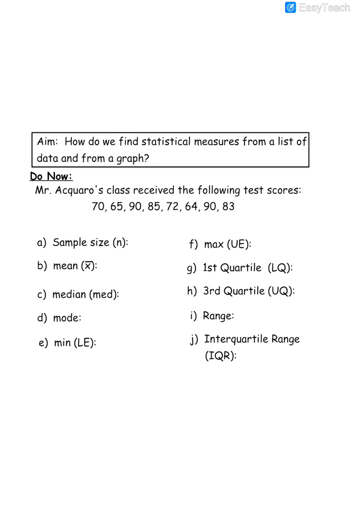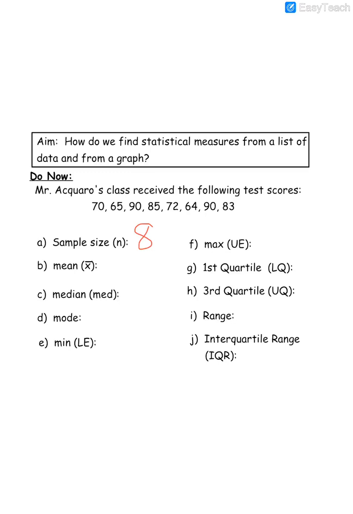So let's start with Mr. Aquero's class received the following test scores: 70, 65, 90, 85, 72, 64, 90, and 83. Okay, so the first thing it's asking us is the sample size. So sample size is basically how many items are in the list of data. So basically you can count them up: 1, 2, 3, 4, 5, 6, 7, 8. And there are 8 pieces of data in your sample size.